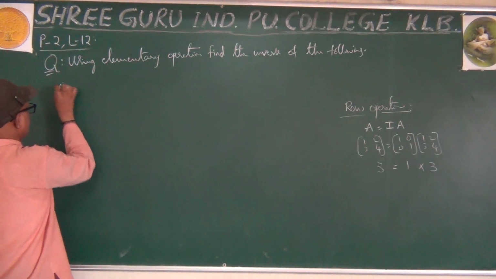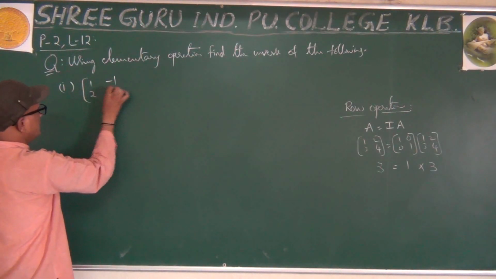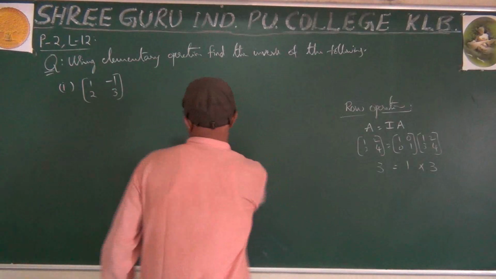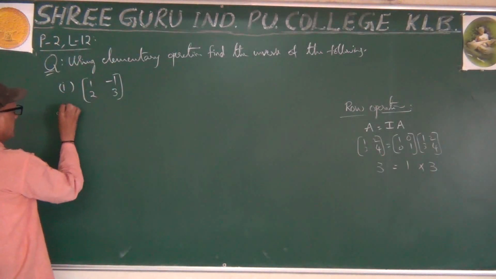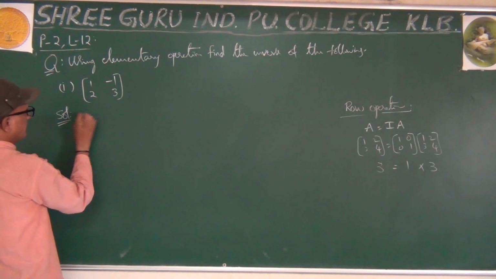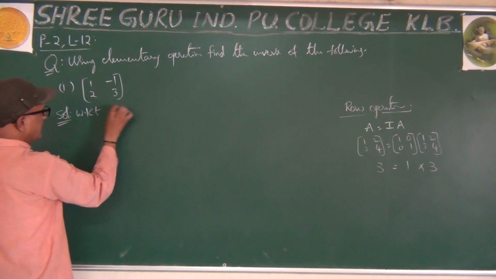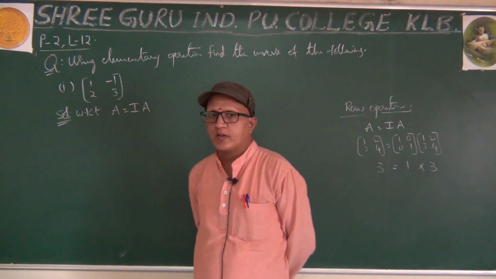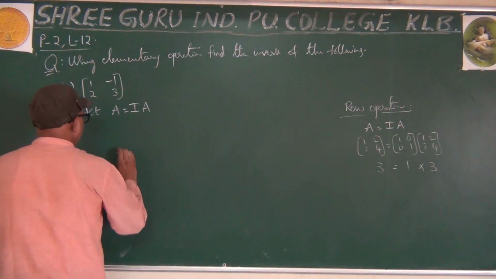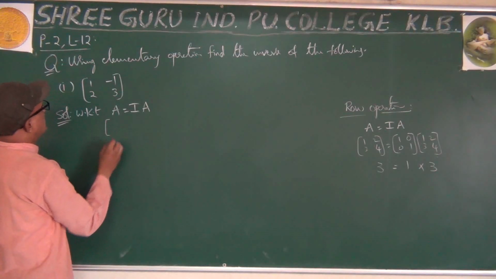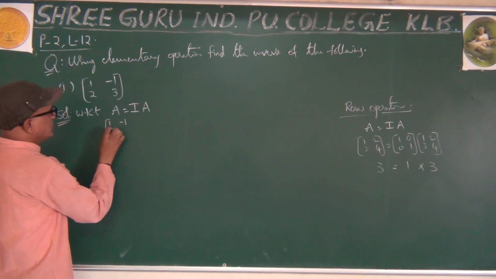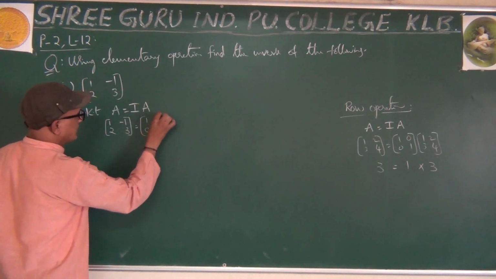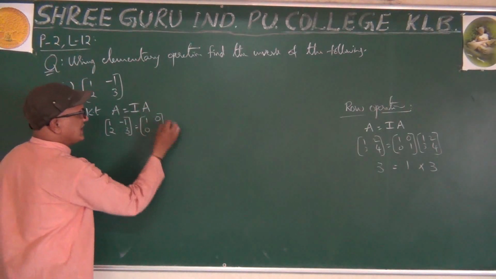The first question is 1, minus 1, 2, 3. What is the first step? Listen very carefully. Method is very important. We know that A equal to IA. Capital A is 1, minus 1, 2, 3. What is I? 1, 0, 0, 1. I means the identity matrix. Keep this A as it is.